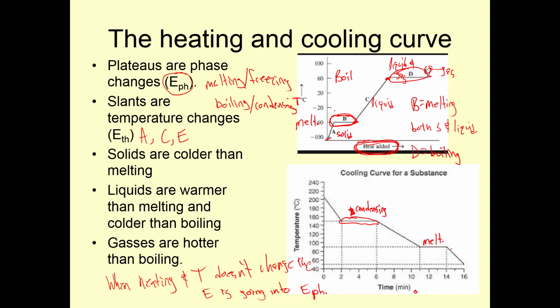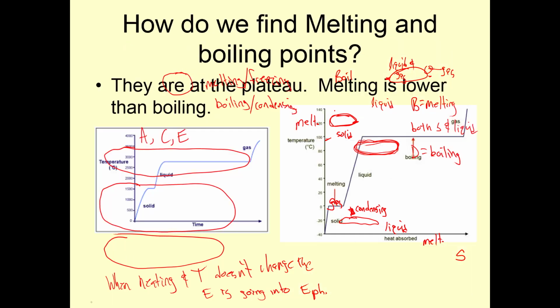So what state of matter is colder than melting? Solids are colder than melting. That's why this is a solid. Liquids are warmer than melting and colder than boiling. That's why this is a liquid. Gases are hotter than boiling. Gas. So that's not too bad, I think.